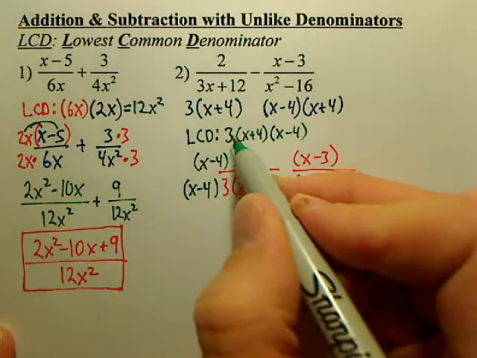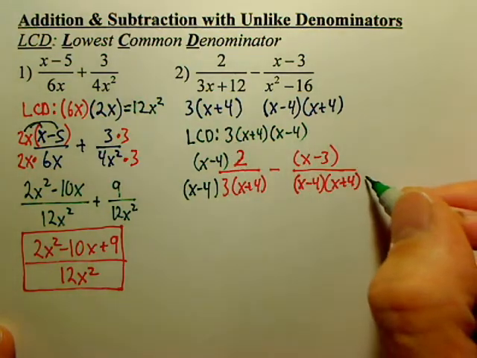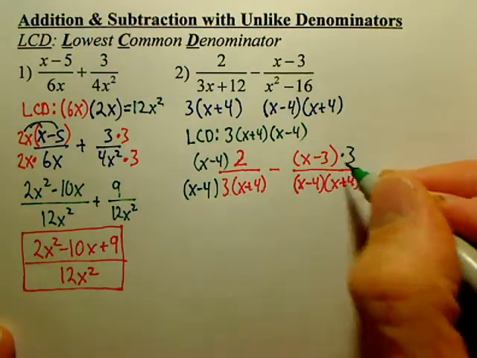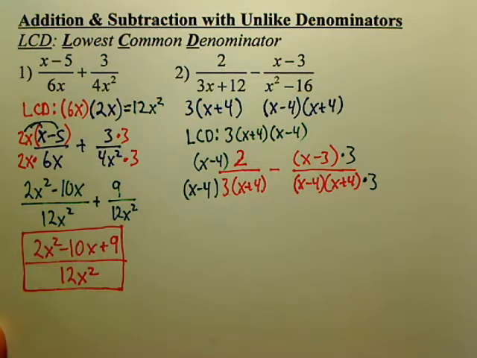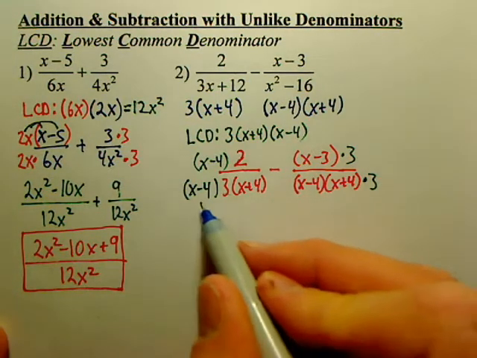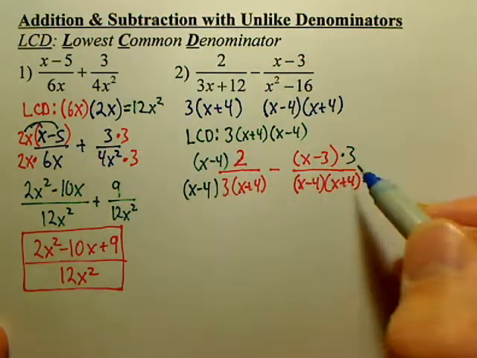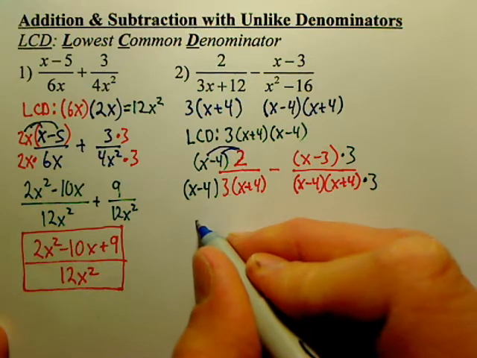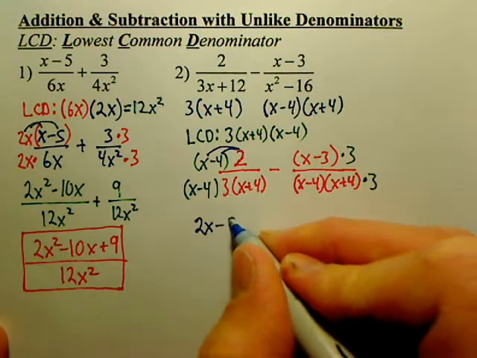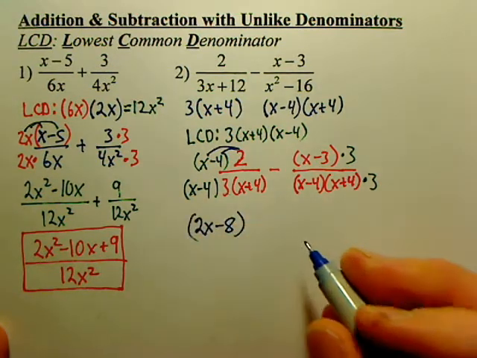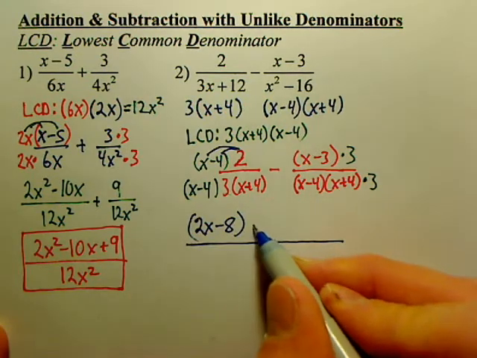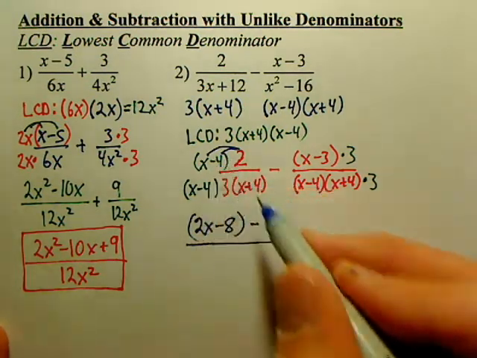And what does this one need so it matches this in the green? It needs a 3, so top and bottom by a 3. Now the bottoms are the same. I've got to distribute the tops. That gives me 2x − 8. The bottoms are the same, so I'm going to group them right away. 2x − 8 right there.